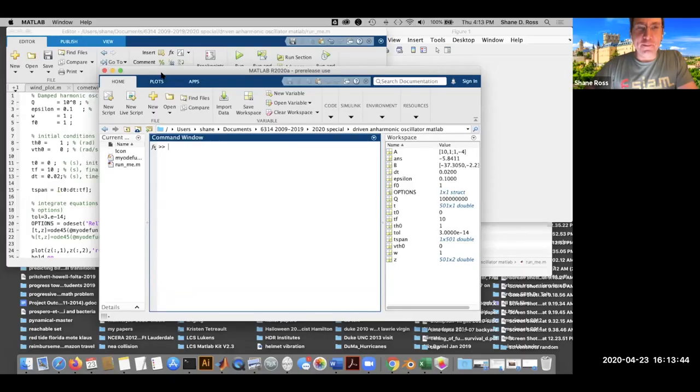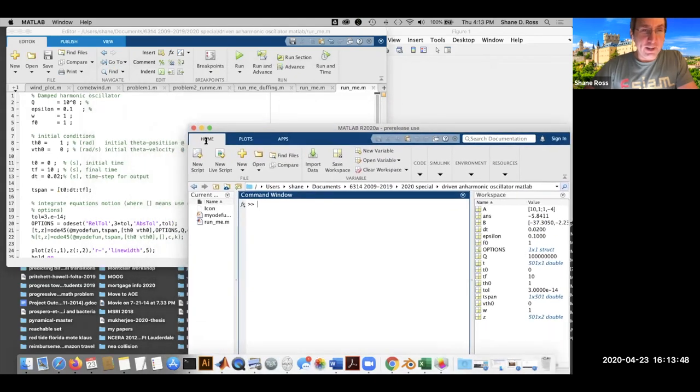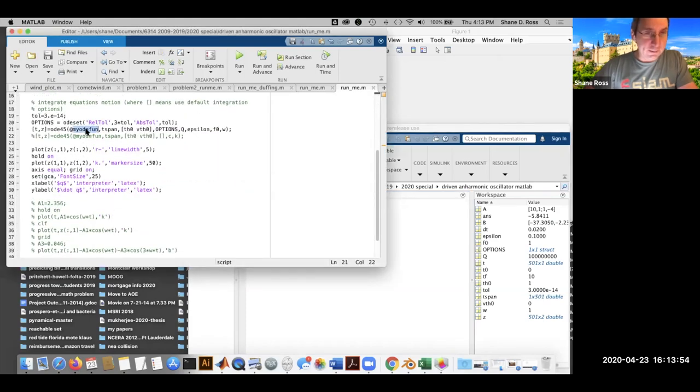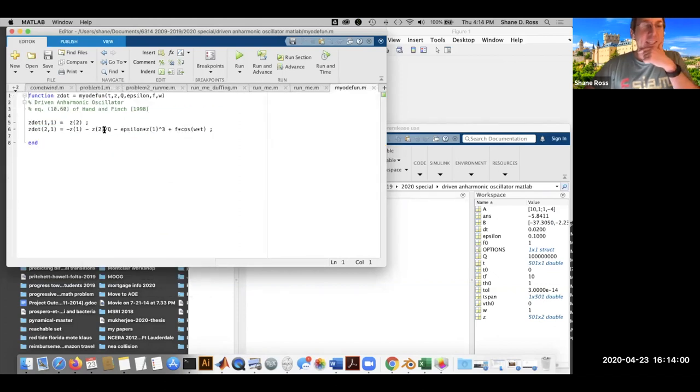Okay, you should be seeing MATLAB. What I'm going to try to do is open my ODE fun. This is exactly like what we already looked at. Here I've got F cosine omega T, and this F should be F naught. The only thing that's changed is instead of writing the damping in terms of 2 times beta, I'm writing it as one over Q. And we've got this term, which is a nonlinear term. So we're looking at a nonlinear oscillator. This is called the driven anharmonic oscillator.